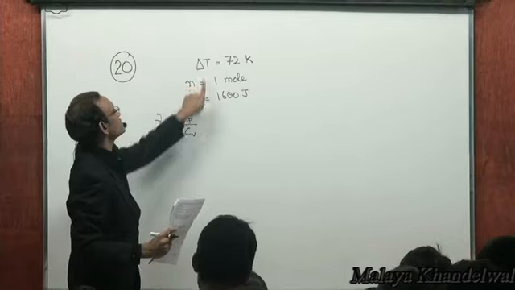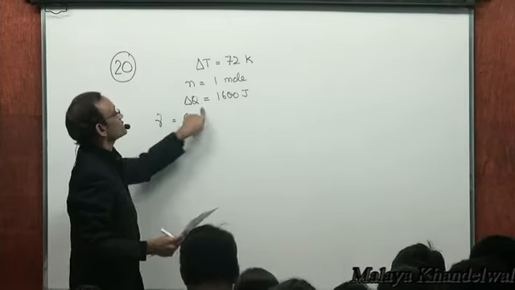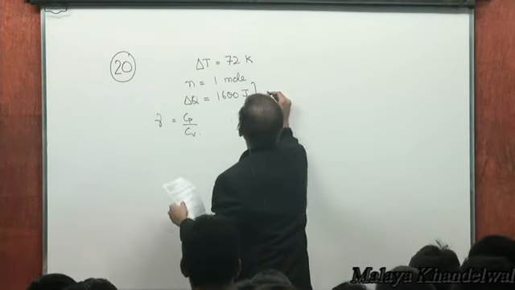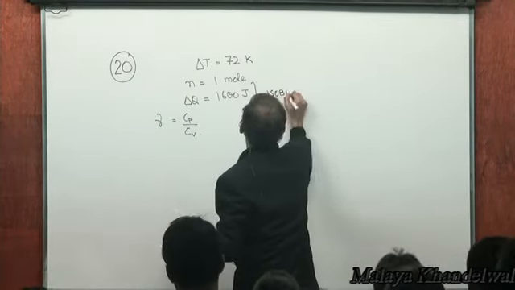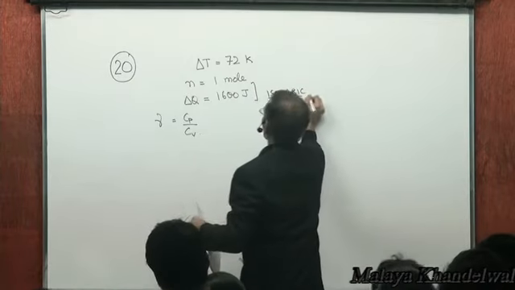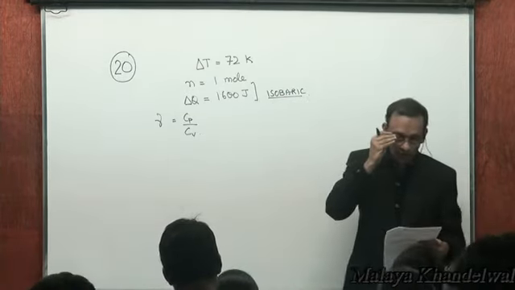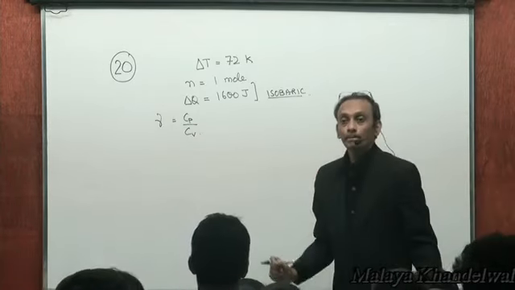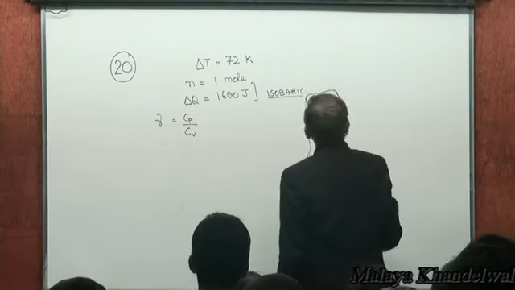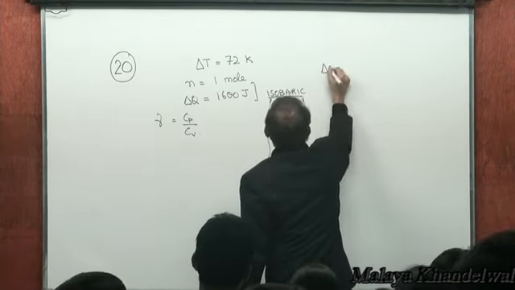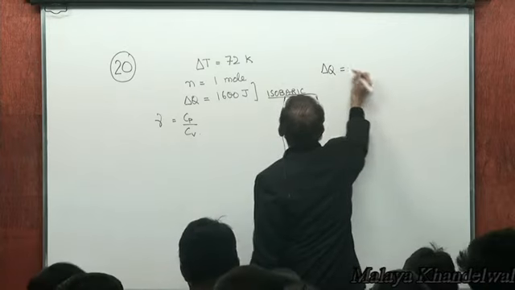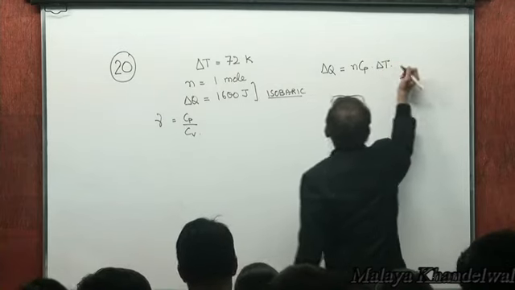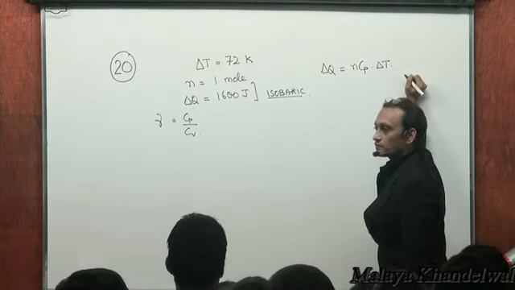These are the things that we need to calculate for the gas. Given delta T is this, given N is 1 mole, delta Q is this, we want to calculate, in a constant pressure process, isobaric, the work done and the change in internal energy for the gas. Now, delta Q in a constant pressure process would be N Cp delta T. Right?